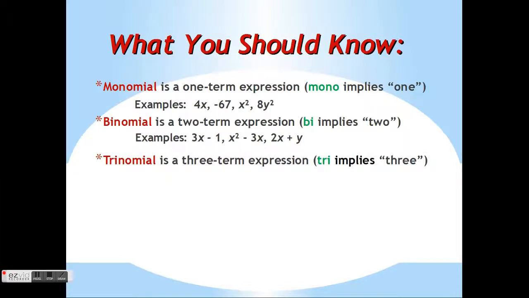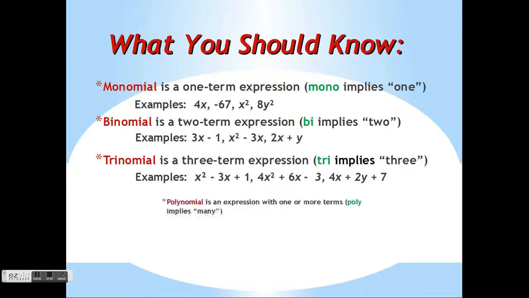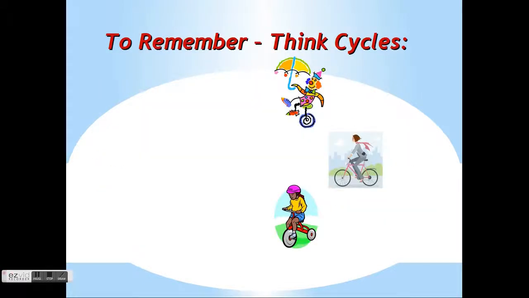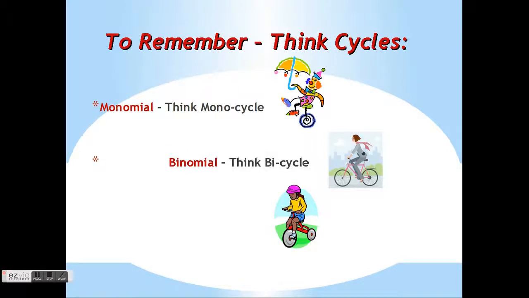Trinomial is three-term. Tri implies 3. x squared minus 3x plus 1, 4x squared plus 6x minus 3, or 4x plus 2y plus 7. A polynomial is an expression with one or more terms. Poly means many. x squared plus 2x, 4x cubed plus x squared plus 5x plus 6, or 5x minus 2y plus 7. Think cycles. Monomial, think monocycle. Binomial, think bicycle. Trinomial, think tricycle.